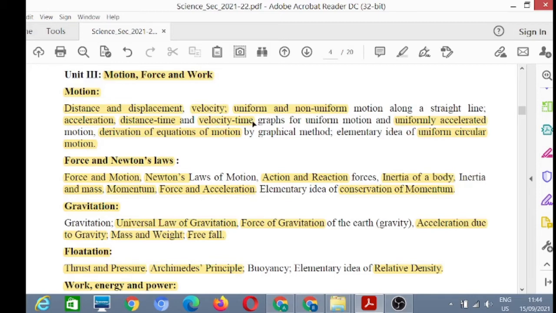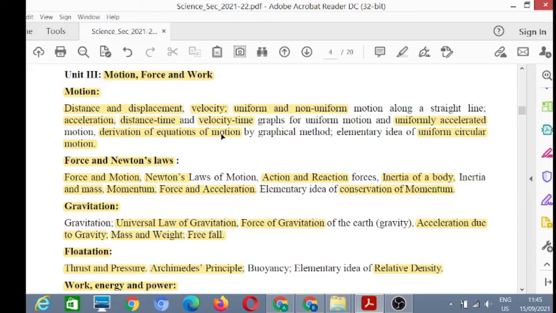Velocity is displacement per unit time. Now, we can categorize velocity as uniform and non-uniform. We can categorize motion also as uniform and non-uniform motion. Uniform motion has the same speed or velocity and non-uniform motion has different speed or velocity. So, uniform motion and non-uniform motion along a straight line. Now, what is acceleration? Acceleration is change of velocity per unit time. Acceleration generally increases the velocity. Deceleration decreases the velocity.